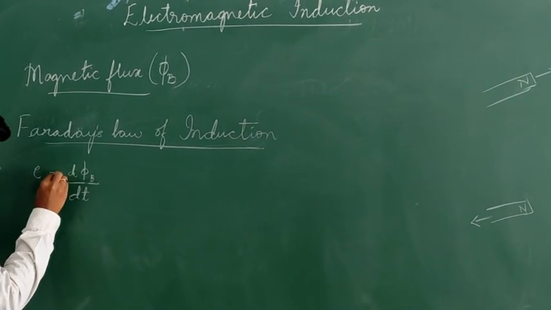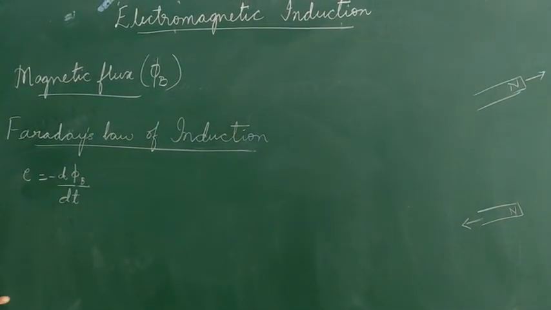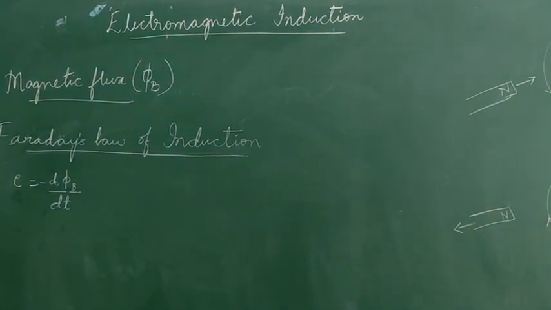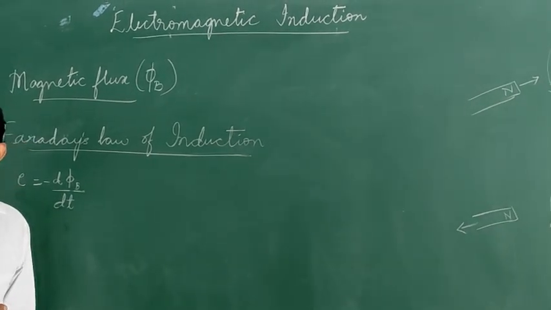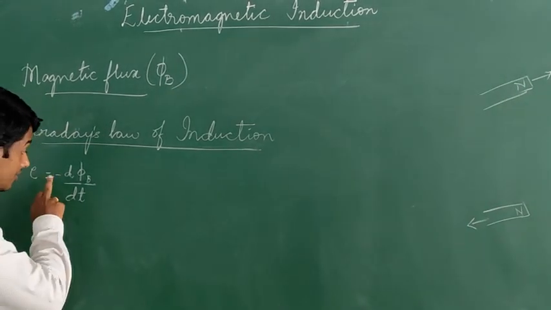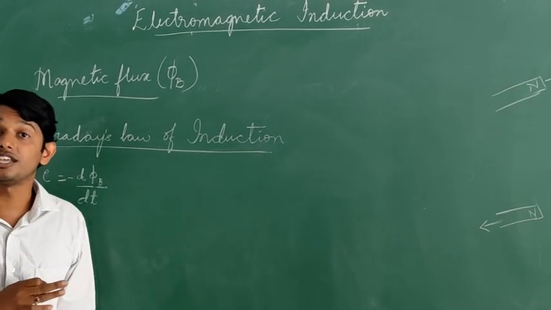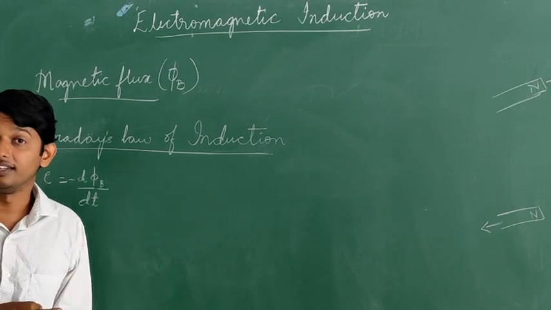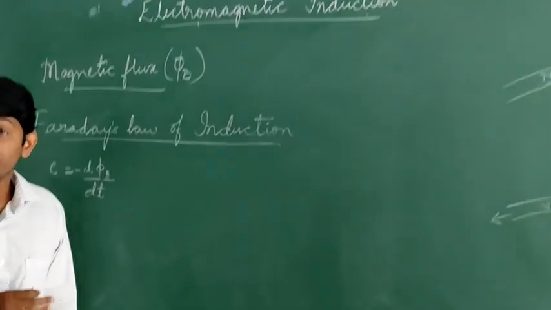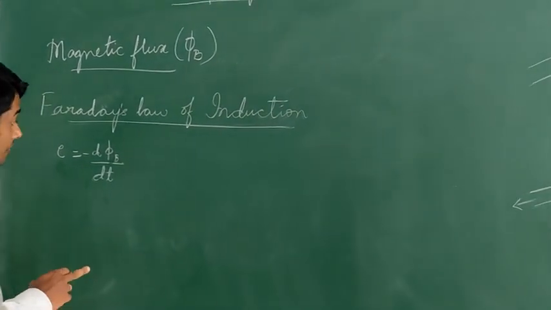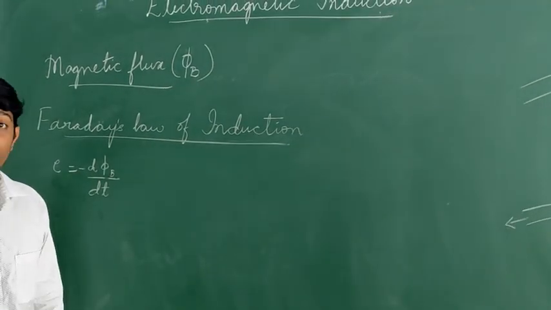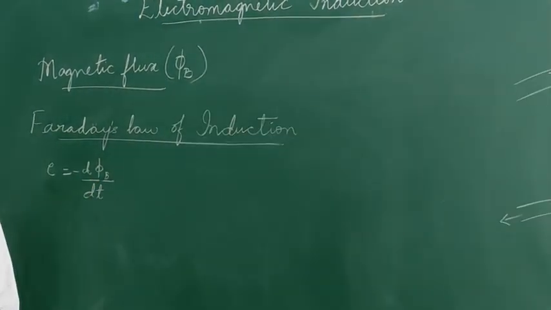So here we have a negative symbol. This negative symbol says that the induced EMF and the current is opposite to the magnetic field. The negative symbol indicates that the induced EMF and the current form is always opposite to the magnetic field here. Actually, Faraday didn't give this negative symbol. He only gave E is equal to d phi b by dt.